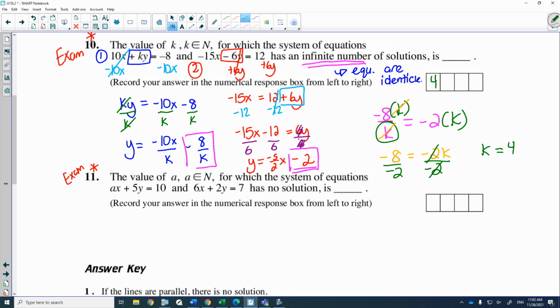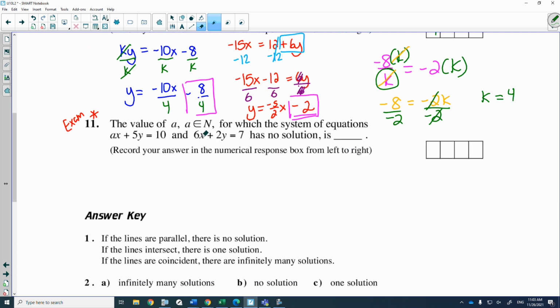Let's check if this makes sense. If I put a 4 here, because we just solved that k is equal to 4. If I put a 4 here and here, what is my y-intercept for system 1? What's negative 8 divided by 4? Negative 2. It's identical. What is negative 10 divided by 4? What does that reduce to? Negative 5 over 2. So these are going to be identical equations. They are infinite. We're going to do something very similar for this one, except this one's going to have no solutions. So after we'll figure out what no solutions means.